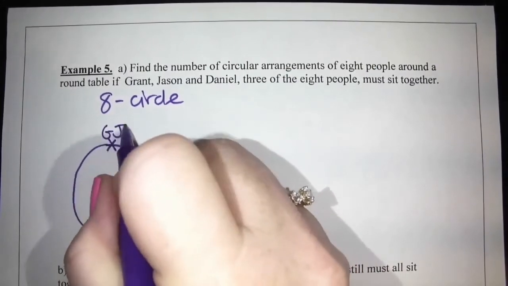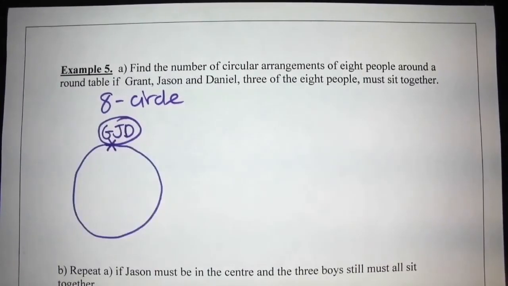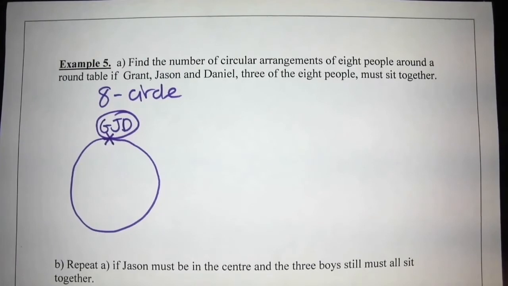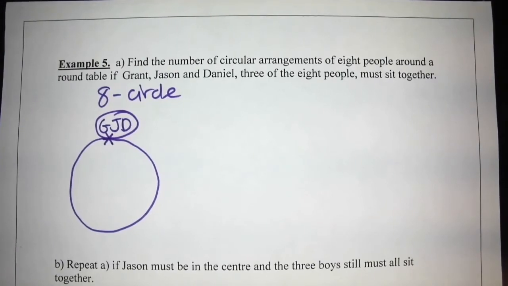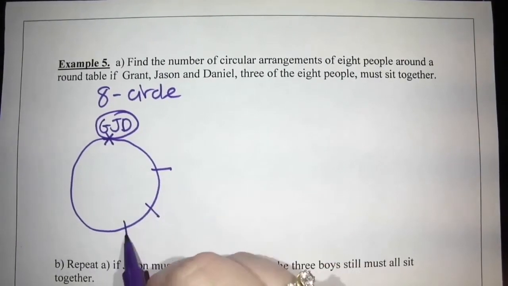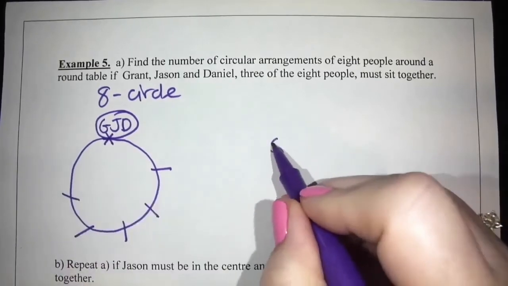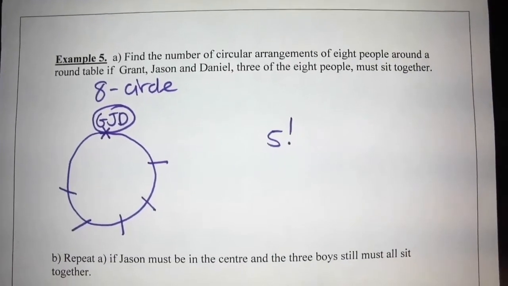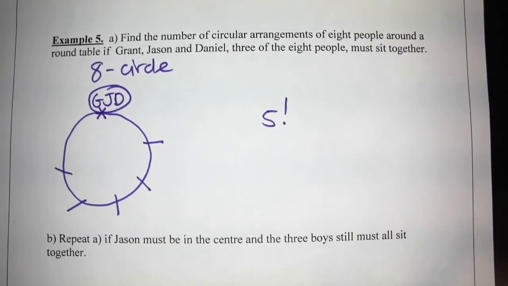So Grant, Jason, and Daniel go there, and I put an X because they don't count in the arrangement. So of the 8 people, we have 5 who are really being arranged around the circle. So that's a 5 factorial. Now, that's not our final answer. Why not?